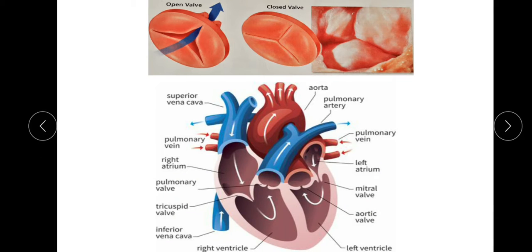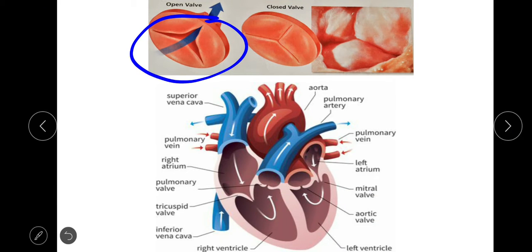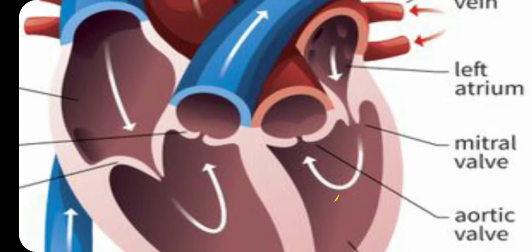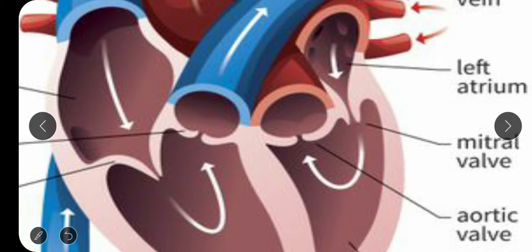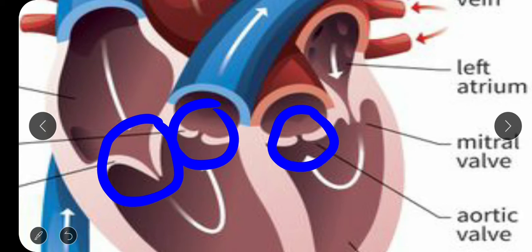This is the heart, and one of the most important parts of our heart is the valve. Here, this is the valve. Now, where is the valve located in the heart? Okay, valves are located in our heart here. Valve 1, valve 2, valve 3, valve 4. A valve is responsible for controlling the flow of blood in a one-way direction to prevent the backflow of blood.